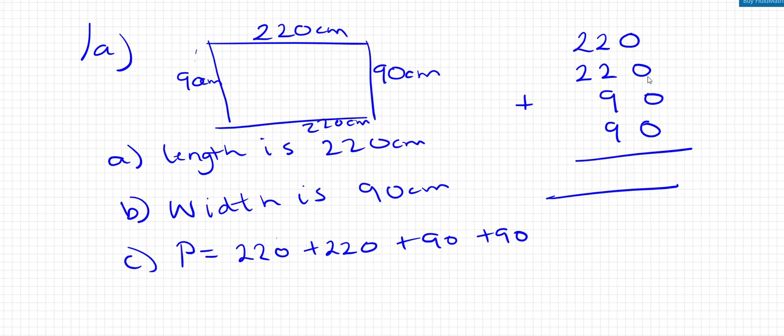So I've got 0 plus 0 plus 0, that's just 0. I've got 9 plus 9 is 18, plus that 4 leaves me with 22, and then 2, 4, 6. So I get my 620. So the perimeter is equal to 620. Don't forget, this is in centimeters. So the perimeter of this table is 620 centimeters.